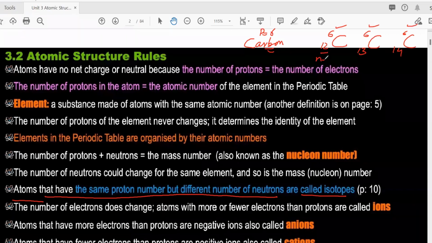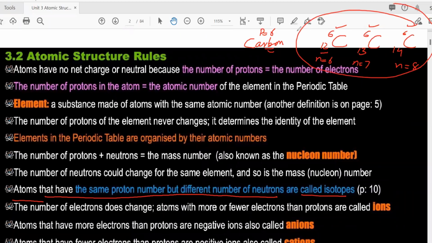Here how many neutrons? 6. Here how many neutrons? 7. Here how many neutrons? 8. So all these three are known as isotopes of what? Hydrogen. Next, the number of electrons does change. Atoms with more or fewer electrons than protons are called ions.